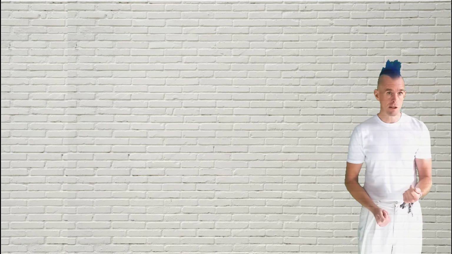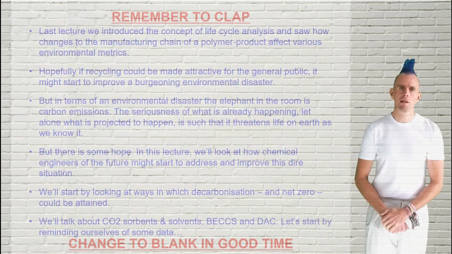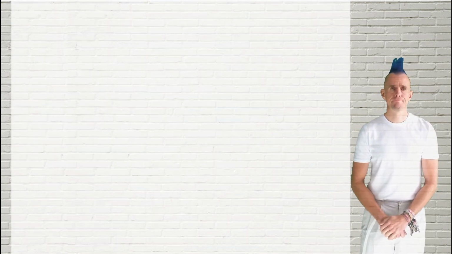We're going to have a look at ways in which chemical engineering can assist the achievement of net zero, and we're going to be talking around ways in which we can decarbonise processes. We're going to be talking around carbon dioxide solvents, carbon dioxide sorbents, so the subject of carbon capture, which incidentally chemical engineers have been doing for over a century. We're going to be also looking at bioenergy with carbon capture and storage, and direct air capture. So let's start by reminding ourselves of some data.